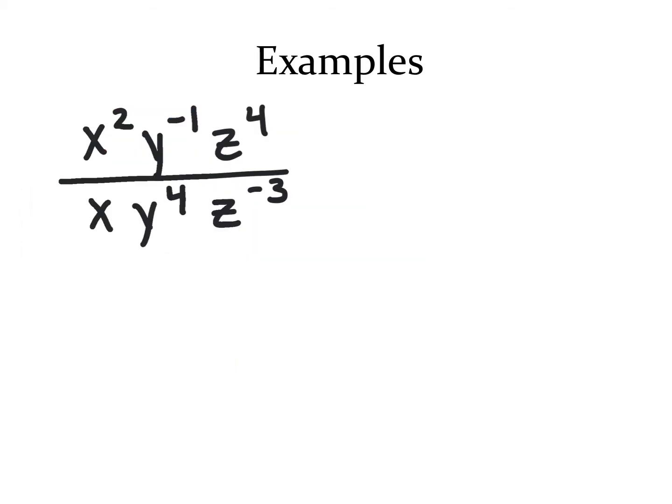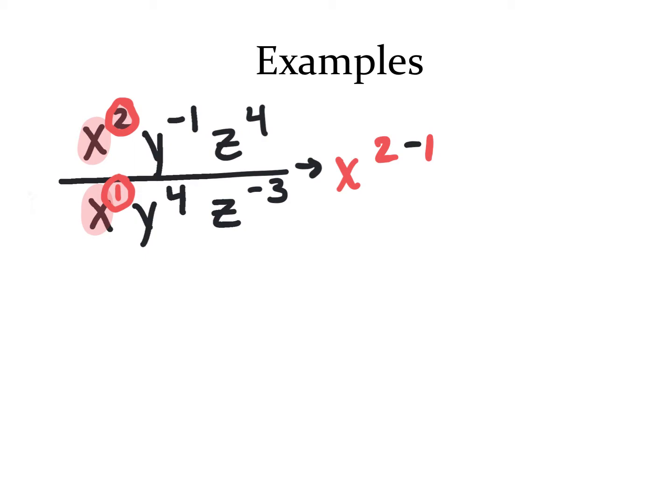Now I have 3 variables, but I'm going to just follow the same process with all 3 variables. So my first, I have an x in the numerator and denominator. The x in the numerator has an exponent of 2. The bottom term doesn't have an exponent, but I'm going to assume it's a 1. So I can rewrite this as x, and it's the numerator of 2 minus the denominator of 1.